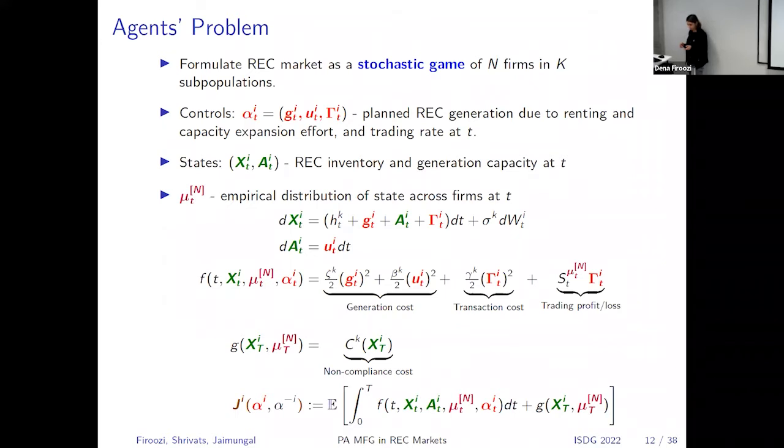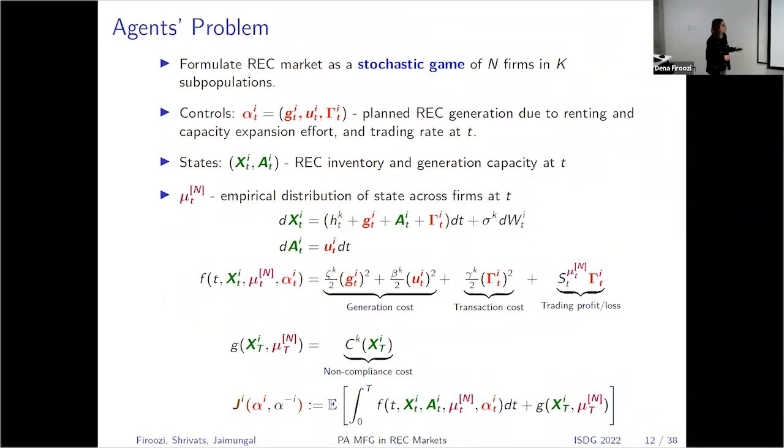For the agent's problem, we assume that the market consists of n firms in K subpopulations. So agents in each subpopulation share the same model parameters, which are different from those in other subpopulations. The control action of a representative agent has three components. One is the generation rate, so the amount of RECs generated per unit time due to renting facilities. For example, in the context of the solar renewable energy certificate market, this is like renting solar panels.